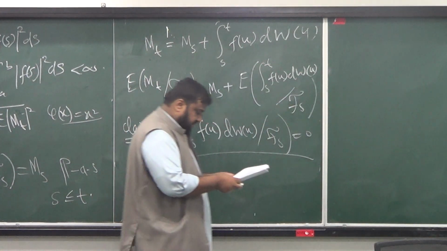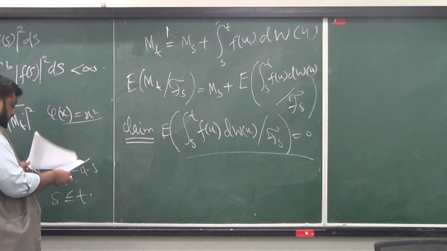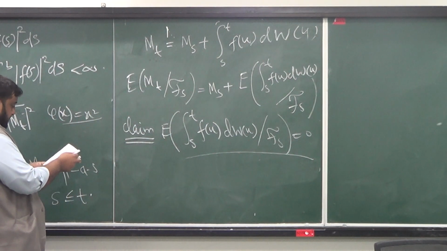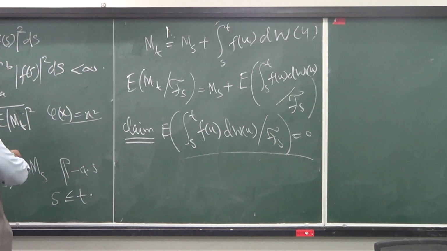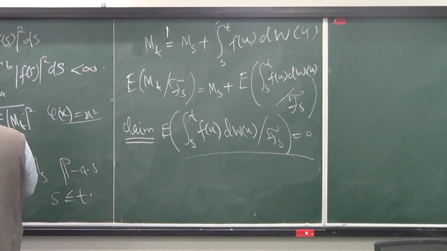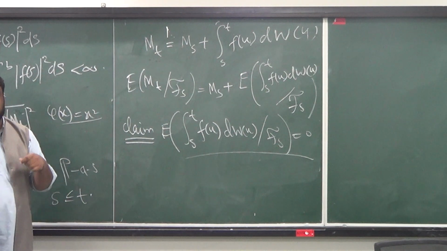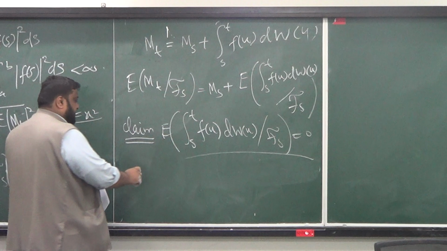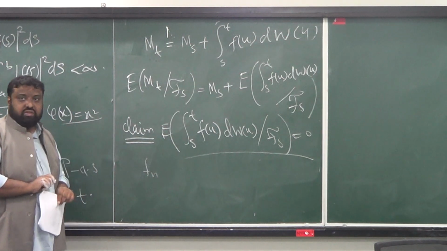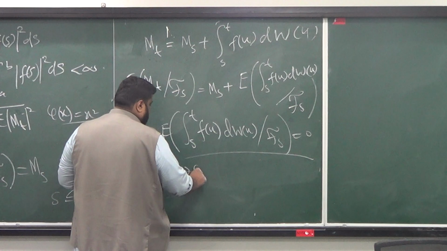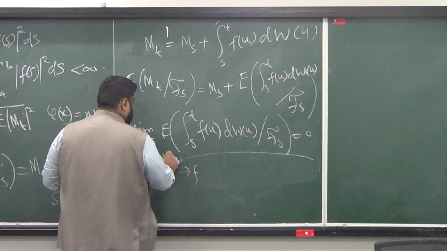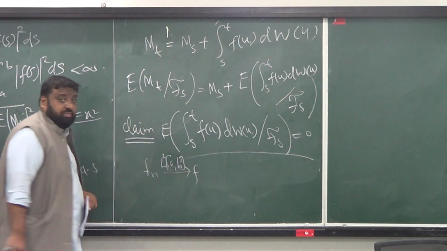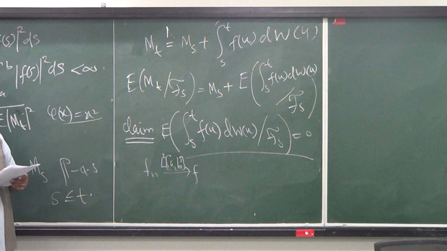So how can I show it? Here's the thing. Now f is from where? f is from L2[a,b]. So I can find a sequence of step functions that can approximate your f in L2[a,b], as m goes to infinity.